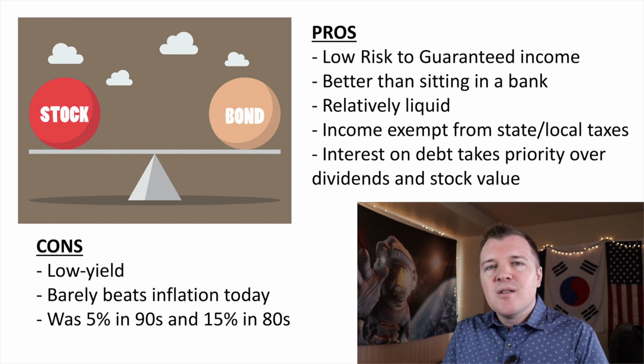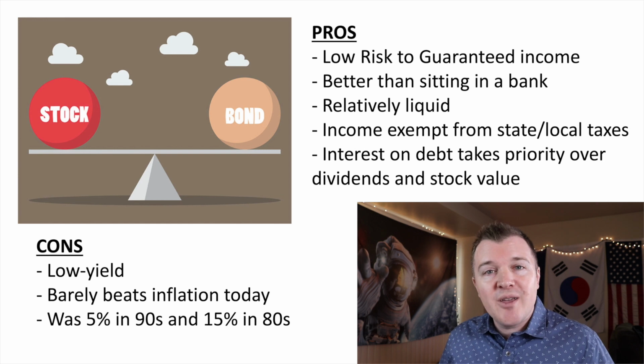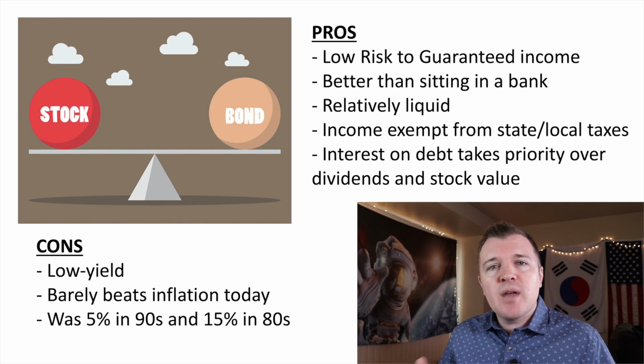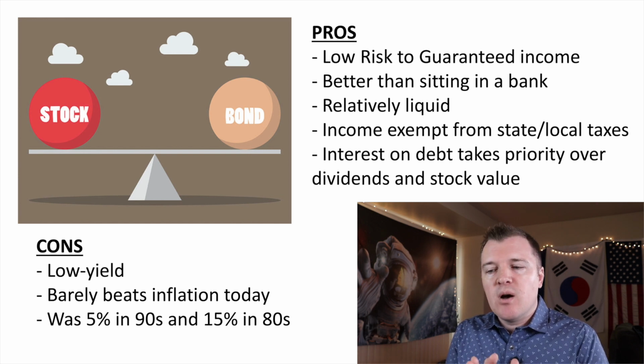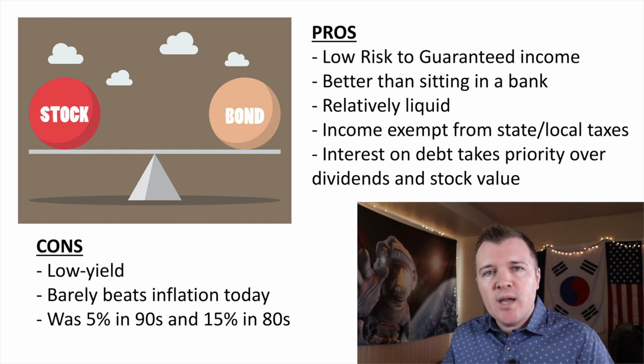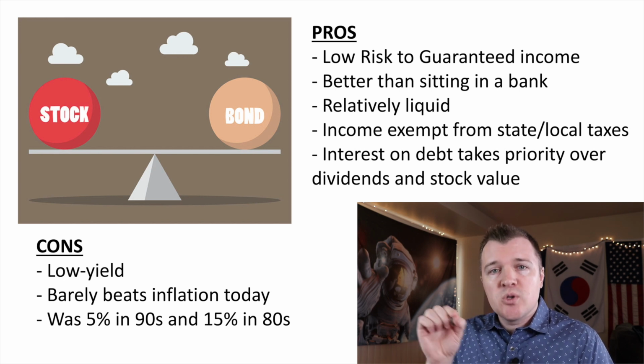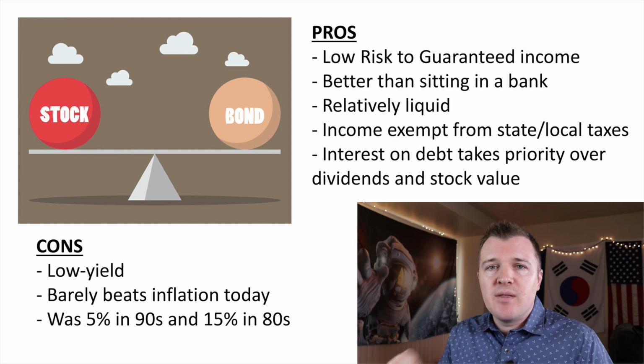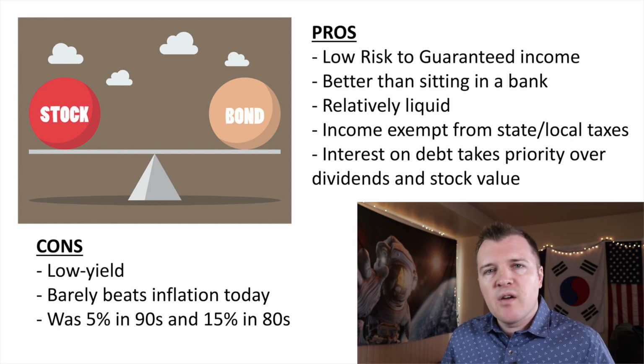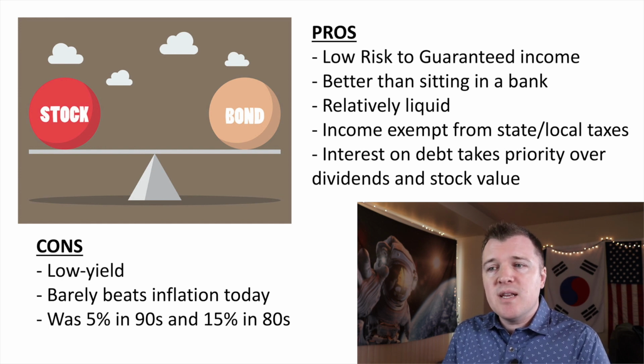If the market loses 40% of its value like it did in 2008, you don't have 3 years to hold those stocks to wait for the market to recover. You need to be withdrawing now in order to live on that income. Another con of government bonds these days is they're barely beating inflation.